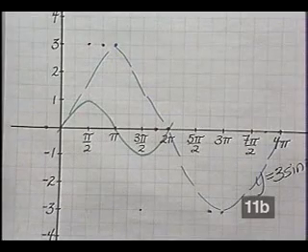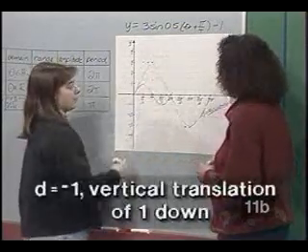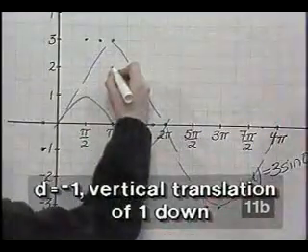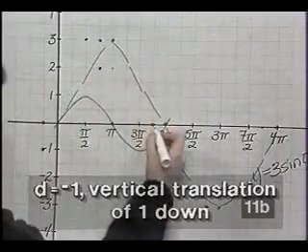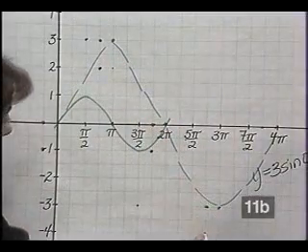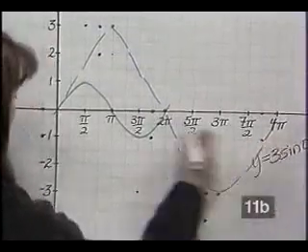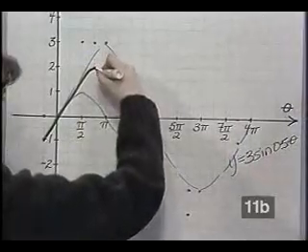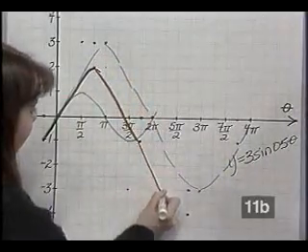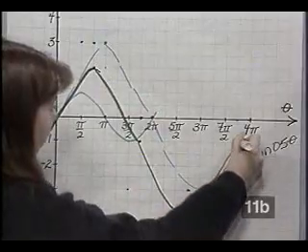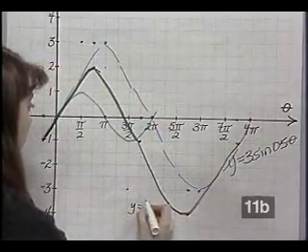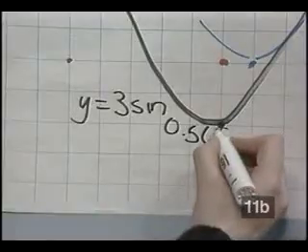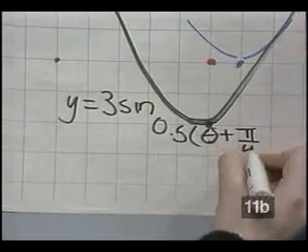And for the last transformation, you just have to move the graph down by 1 unit. So, taking all the red points then and moving them down 1 unit on the y-axis. So your final graph would look like this, and it's y equals 3 sine 0.5 theta plus pi over 4 minus 1.